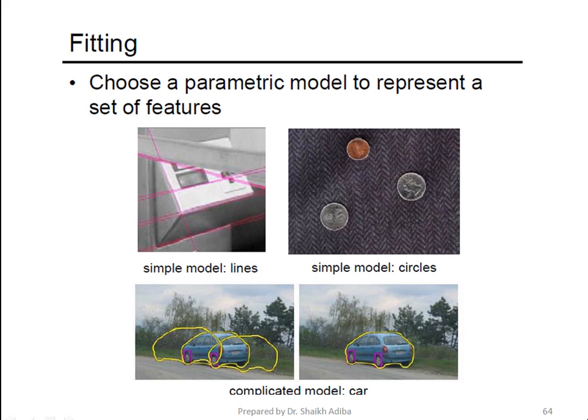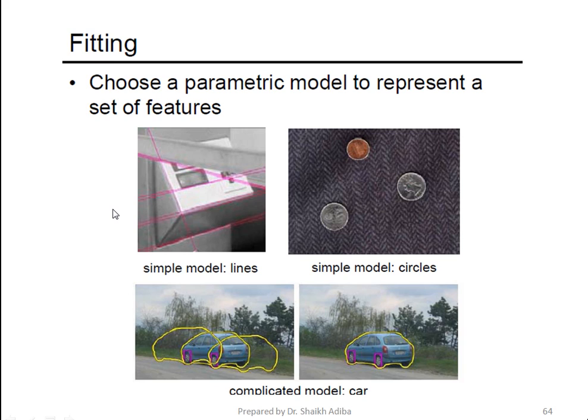Now, choosing the parametric model to represent a set of features. Here we will look towards some simple models such as lines, circles, or we can even go for a complicated model such as a car. By circle, if the input image given to us has the object of interest to be extracted with some similarity to a circle shape, then we can apply the circle model here.